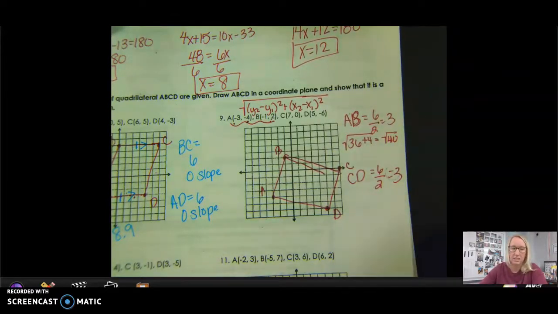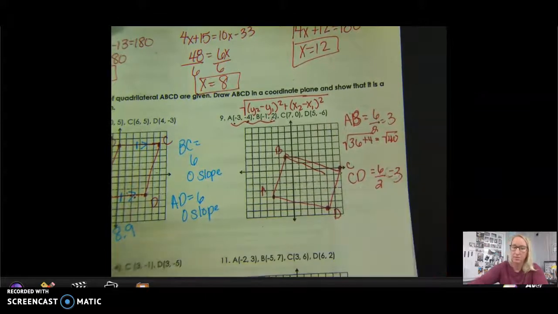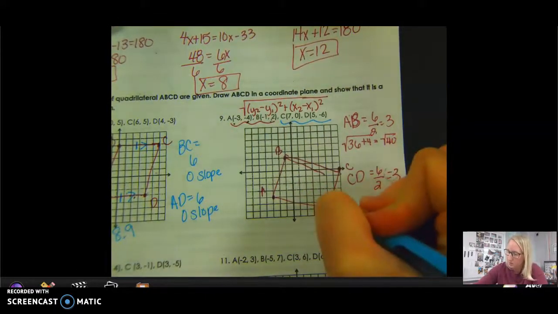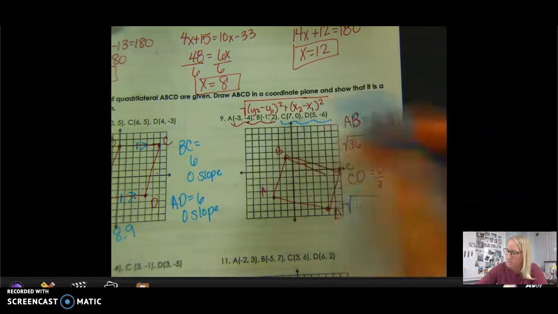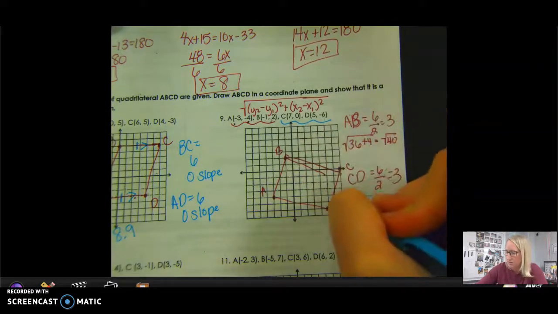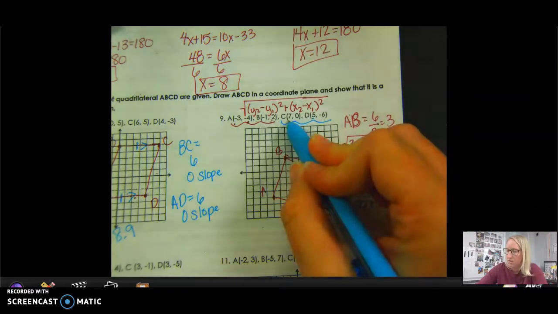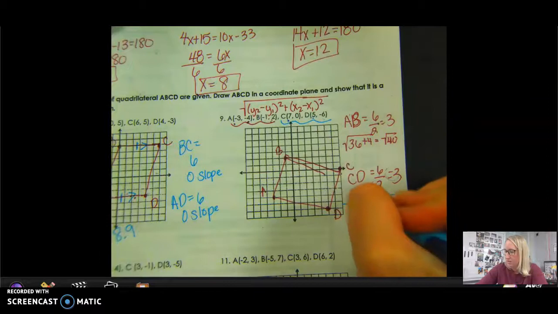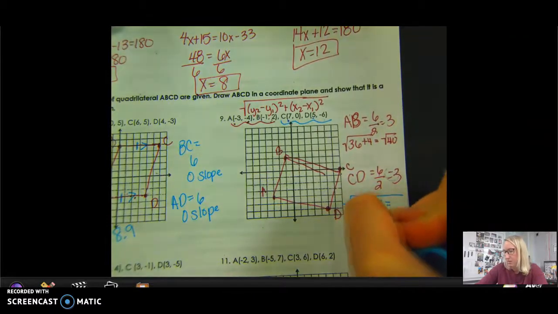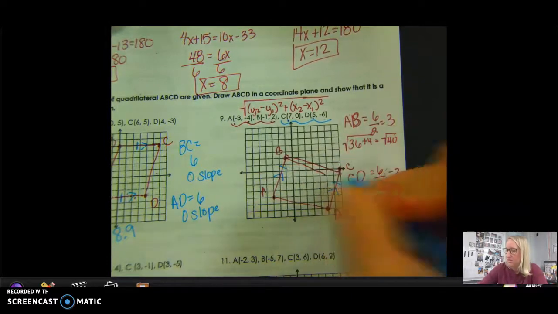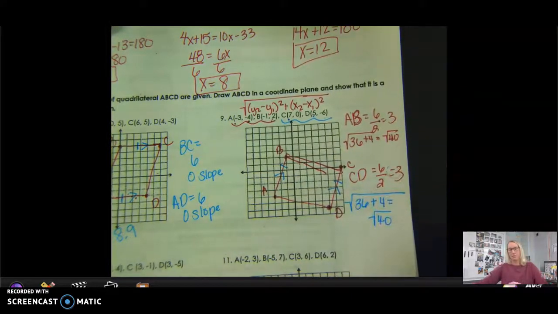We're going to see if CD is the same. Use a different color so you can see it a little bit better. Big square root, y2 minus y1 is negative 6. Negative 6 squared is 36. Plus x2 minus x1, that's negative 2. Negative 2 squared is a positive 4. That gives me a square root of 40. So this side is parallel to this side, and it is congruent, so it is a parallelogram.